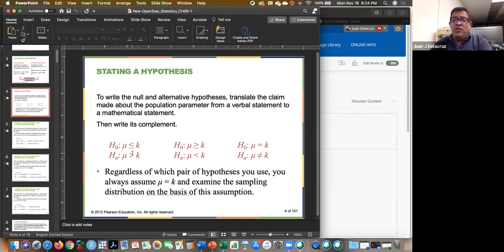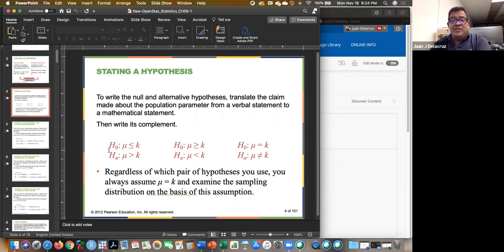That's how we are going to determine whether this is a right tail test, a left tail test, or a two tail test. So that is very important. Remember also that the H naught is going to be the item that we are going to prove or disprove, and once we prove or disprove, we are going to make a determination.